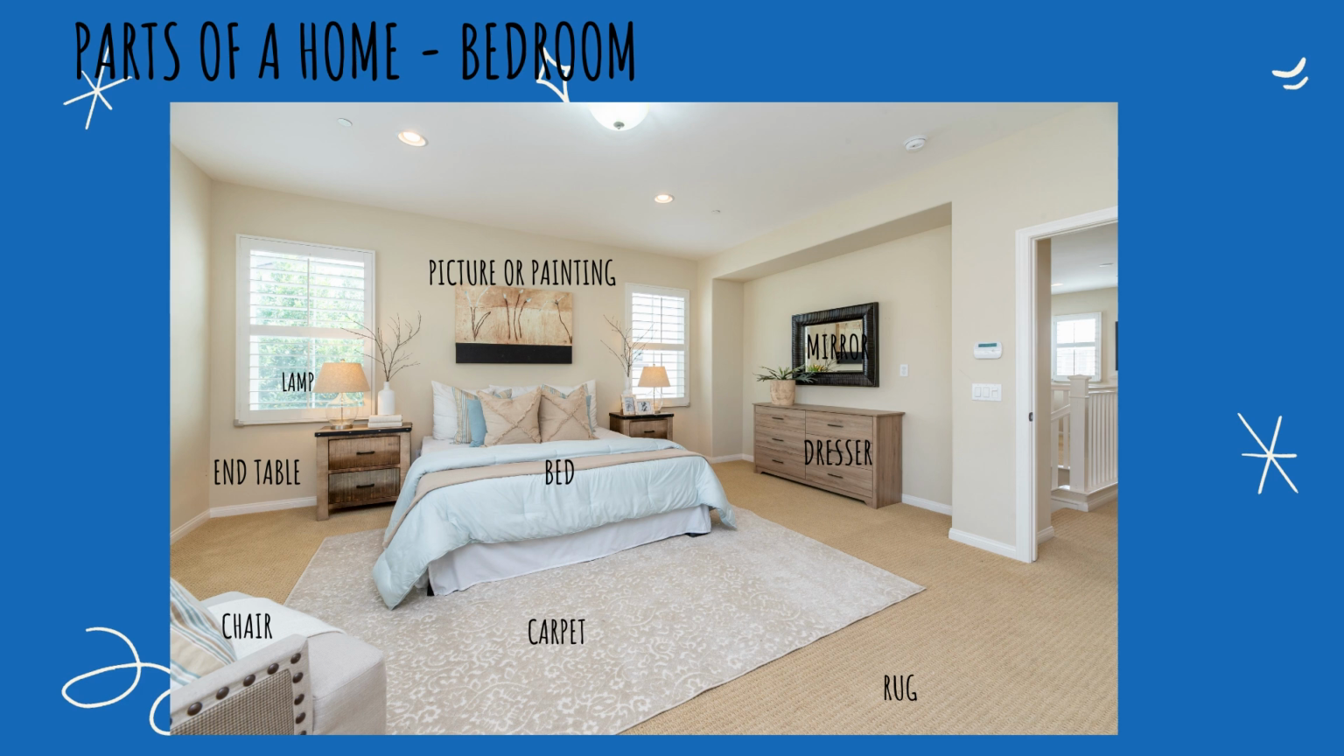And now let's take a look at the parts of a home, the bedroom. The bedroom has a lamp, it has windows, end table, pictures or paintings, a bed, mirror, a dresser, carpet, a chair, and a rug.